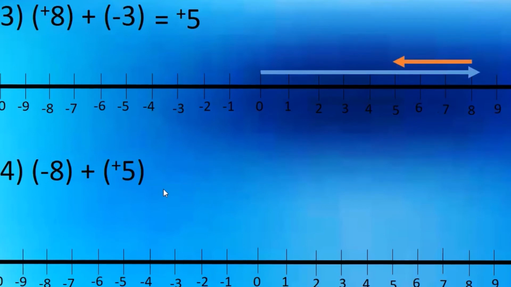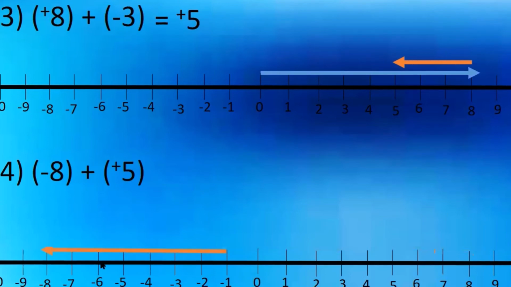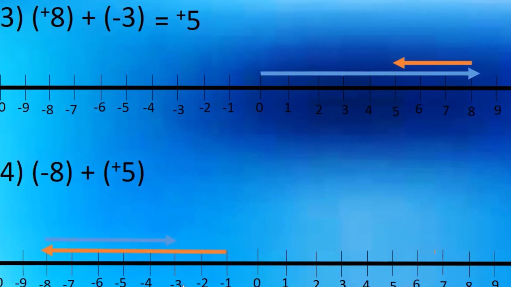Example number 4, negative 8 plus positive 5. Negative 8 is going to the left direction from 0. So from 0 going to negative 8. And from negative 8, because it is positive 5, going to the right side. So count 5 units, 1, 2, 3, 4, 5. So we ended at negative 3. Therefore, negative 8 plus positive 5 is equal to negative 3.